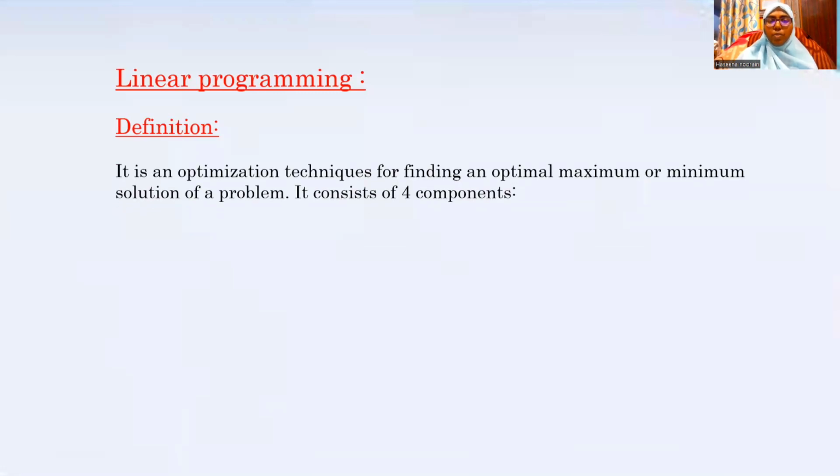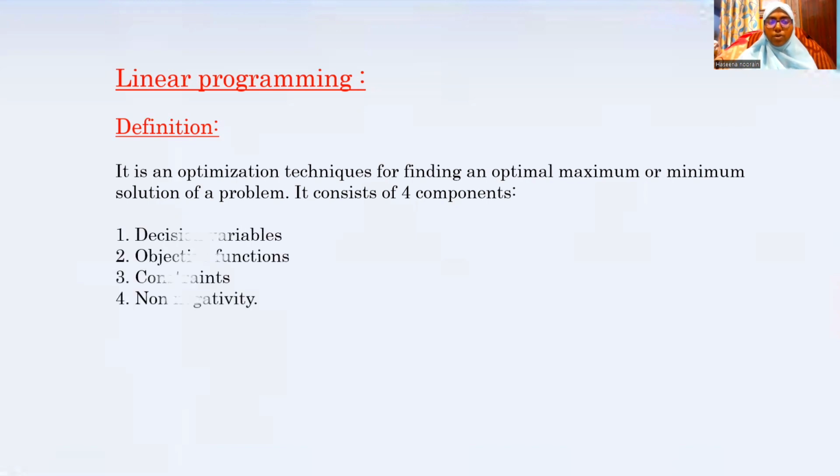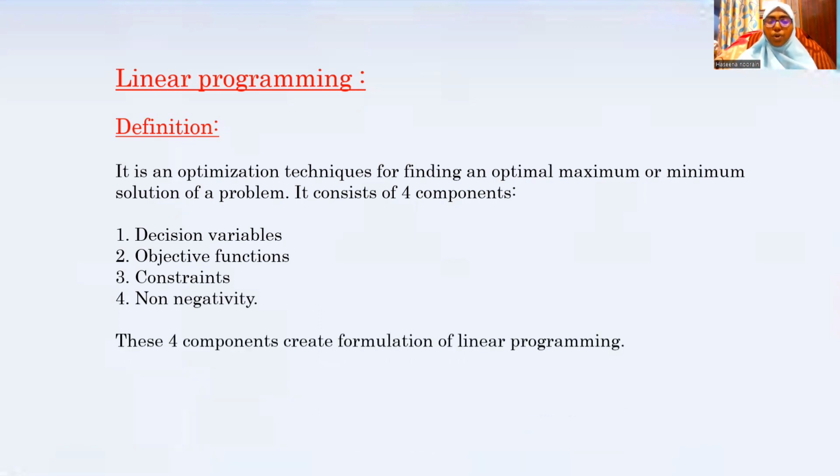It is an optimization technique which is helpful for finding an optimal solution for a problem to maximize the profit and minimize the cost. It has four components. Those are decision variables, objective functions, constraints, and non-negativity. These four components create the formulation of linear programming.